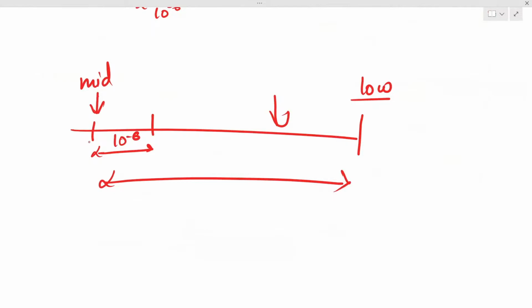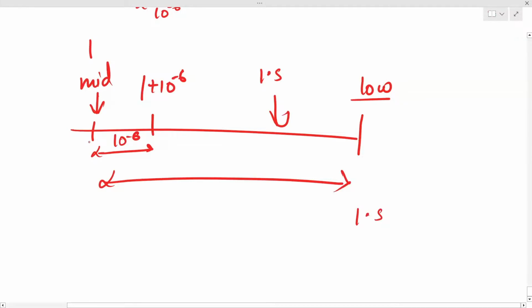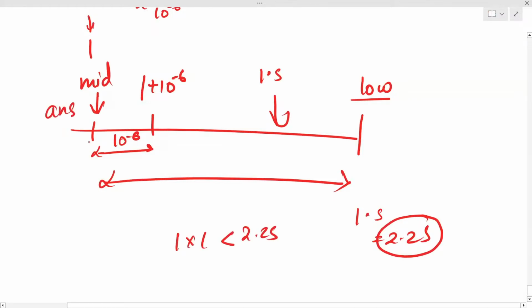Okay, I'll give you an example. Suppose mid is 1. You had to give low as 1 plus 10 to the power minus 6, and the actual answer is 1.5. 1.5 is the square root of which number? 1.5 into 1.5 is 2.25, right? So initially you were given the number 2.25. You checked for mid. Mid is 1. So 1 into 1 is less than 2.25. Yes, it is. So your answer will now be equal to 1.